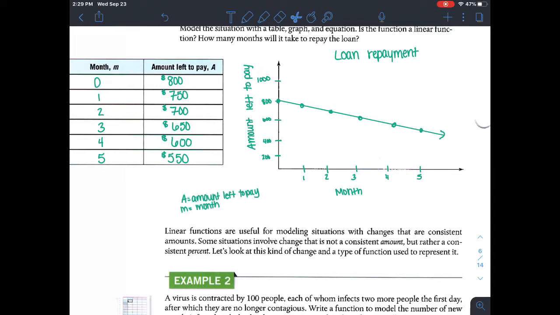We'll use the variables A as the amount left to pay and M as months, because those are my two variables that were given in the table. So A equals my initial amount: A equals 800 minus 50, which is my rate of change, times M. So I'm plugging in months and getting out the amount left to pay. If I were to solve this for M, I would get 16 months to repay my loan in full.